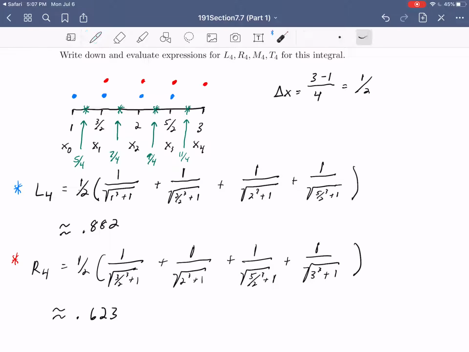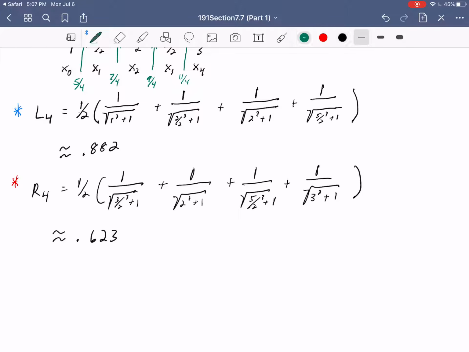And of course, if you're unsure about that, you can simply average these numbers together. 1 plus 3/2 divided by 2 is going to give you that 5/4 there. So let's go ahead and write out that approximation then. So this is going to be our midpoint with 4.